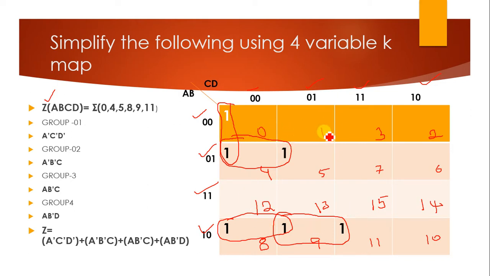That is 0, 1, 3, 2, 4, 5, 7, 6, 12, 13, 15, 14, 8, 9, 11 and 10. So that it is easy. For 0, you can straight away make 1 here. Similarly for 4, you can make 1 here. For 5 you can make 1 here. For 8 you can make 1 here. For 9 you can make 1 here, and for 11 you can make 1 here.